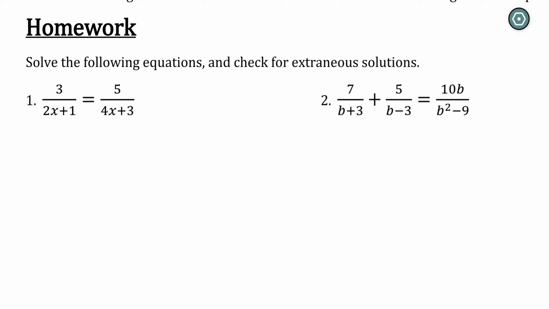Alright, so welcome to the video for lesson number 2 on solving rational equations. To be able to solve rational equations, we have to do two different things.